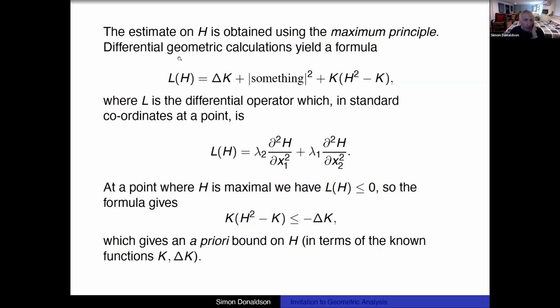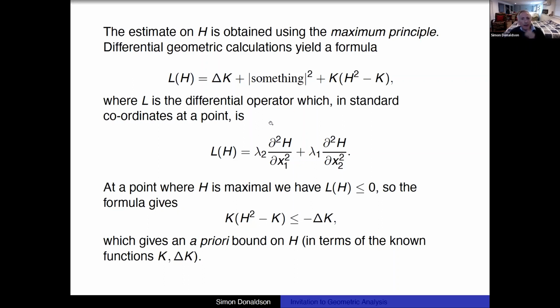Somewhat involved differential geometric calculations give you a formula relating H and K in the case where we do have an embedding of our surface. This formula is that we take a certain second order differential operator, L, and apply it to H, and that's equal to the Laplacian of K plus something I don't need to explain, because the point is that this is positive. It's the norm of something squared. And then this term here, again involving H.